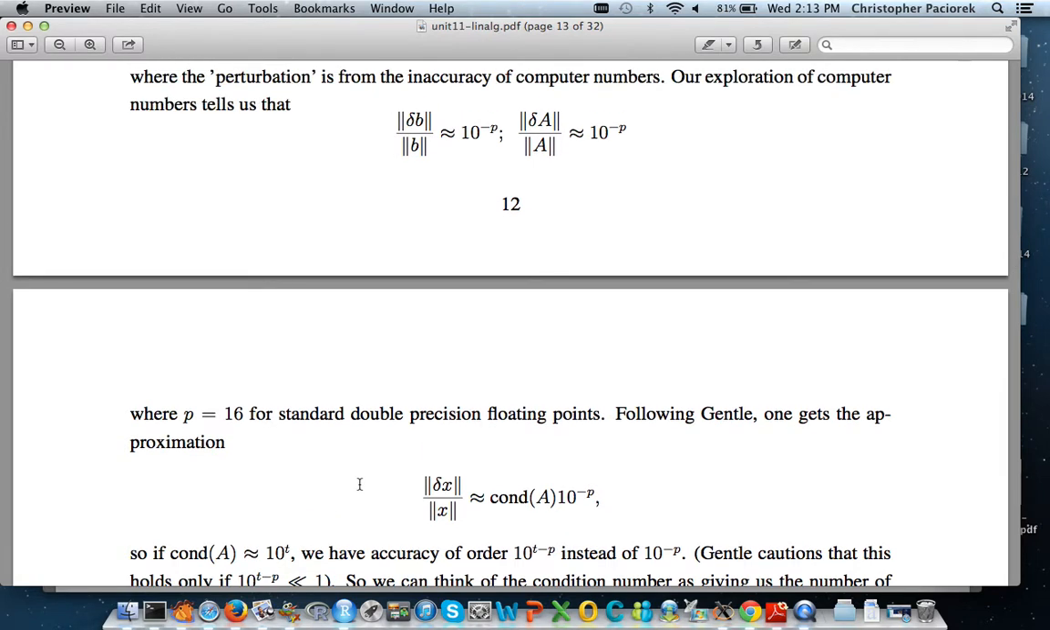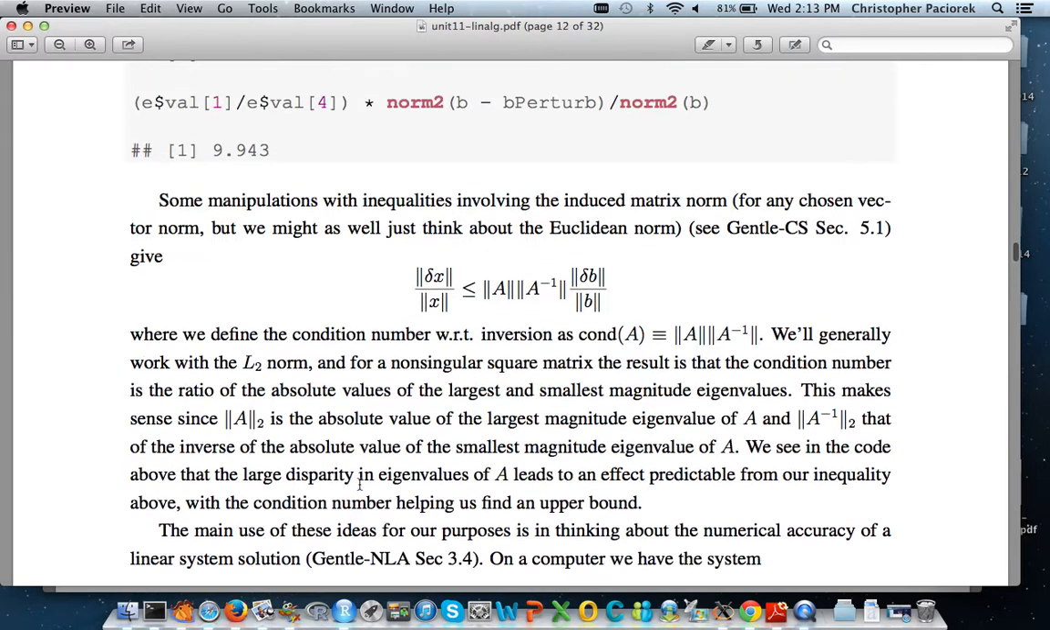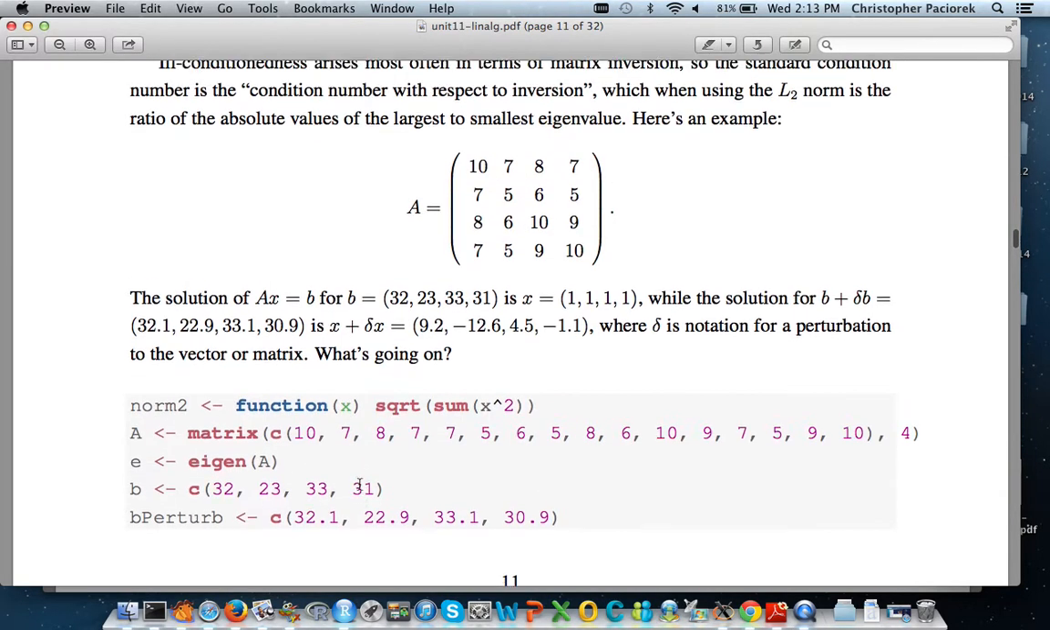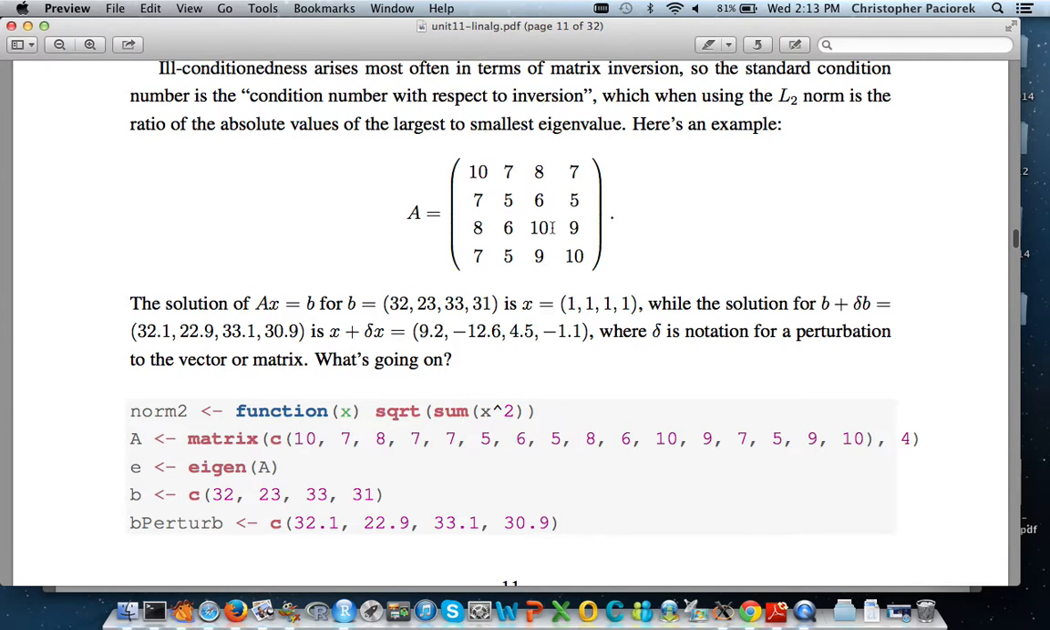Okay, so we saw last time that in some cases when A has a large condition number, if we change B a little bit, that can result in big changes in the true answer X. This is just if we were doing this as a mathematical problem.